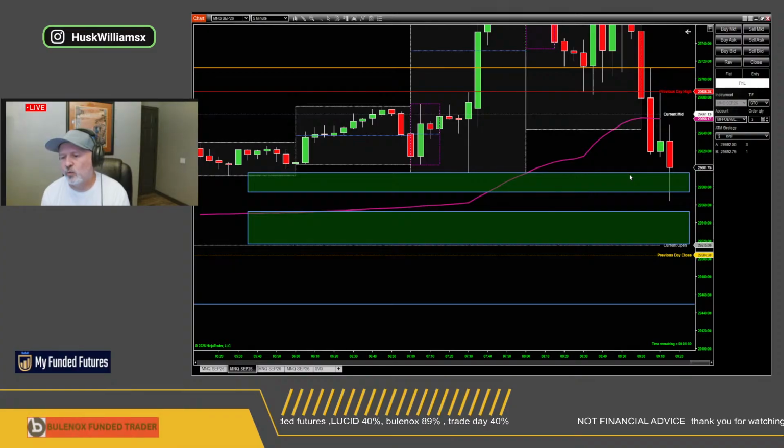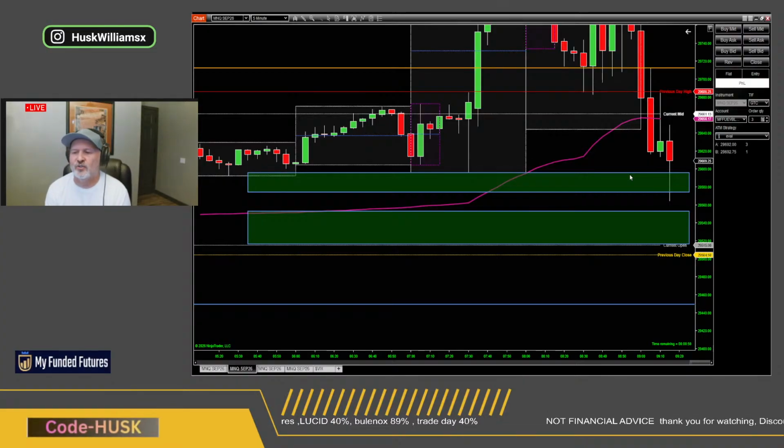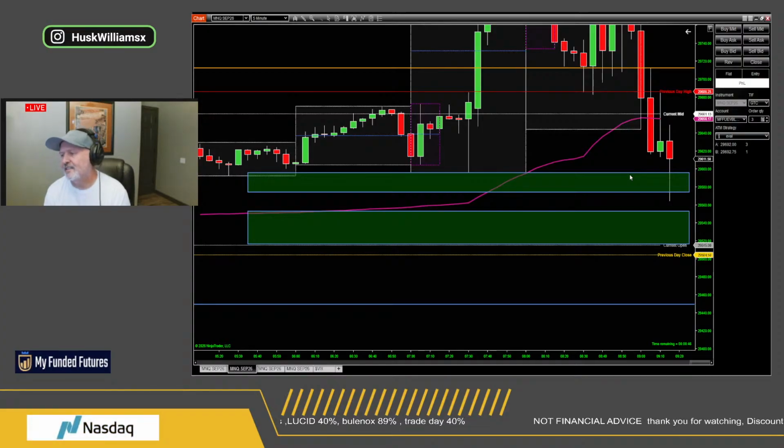If you were looking for that one good trade today, this was the setup here. You had nice resistance either at the 712 or the 686. You had a 15-minute pivot at 712, and you had the previous day high there at 686.